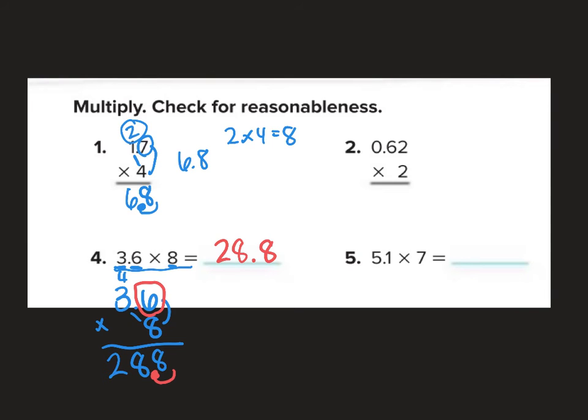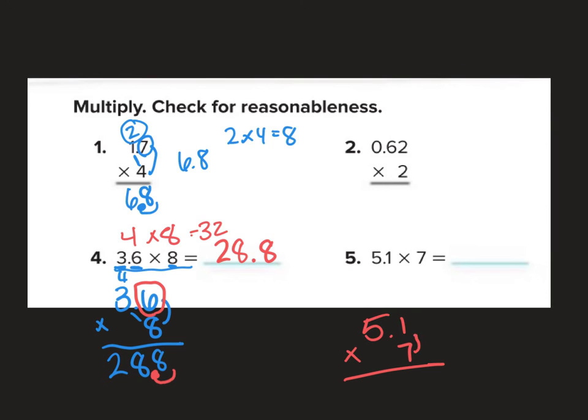Let's do one more here. 5 and 1/10 times 7. Oh, let's do our quick estimate. 4 times 8 is 32. 32 and 28 and 8/10. Pretty darn close if you ask me.